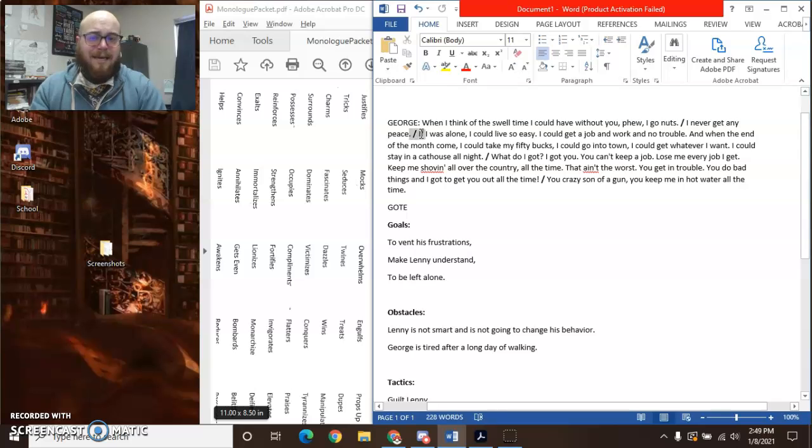You may see that I occasionally put these large bolded slashes in the middle of some of my lines. What these slashes do is show me where the character is changing tactics. Now I'm going to read the first two lines here so that we can see what the difference is. So for those of you who don't know, George is traveling with a guy named Lenny. Lenny's not very bright, and Lenny's always getting George into trouble.